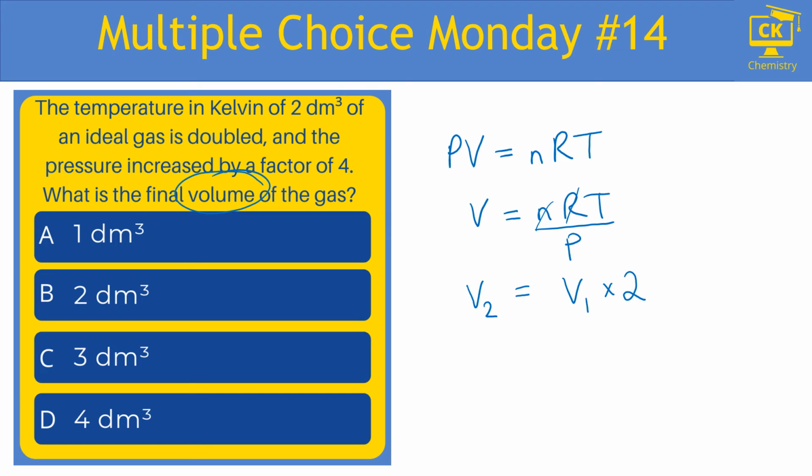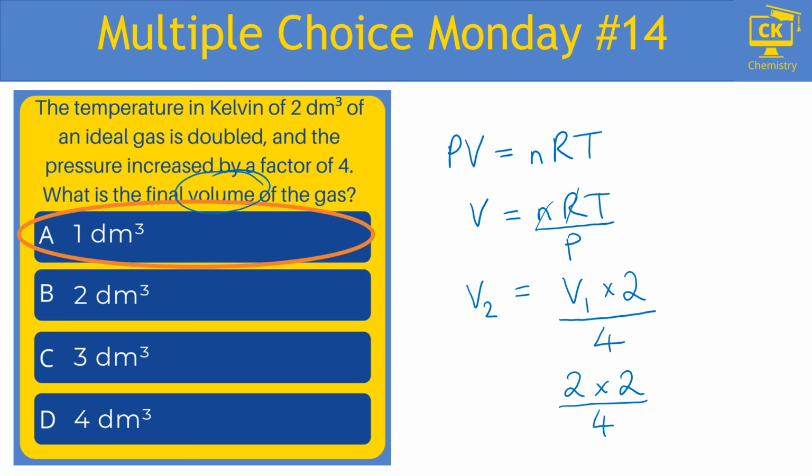But at the same time, the pressure is being multiplied by 4, so that means that my volume will end up 4 times smaller because pressure is on the bottom of the equation and I'm going to be multiplying it by 4. So since my first initial volume is 2 decimeters cubed, it's basically going to be 2 multiplied by 2 divided by 4, which gives me a new volume of 1 decimeter cubed.